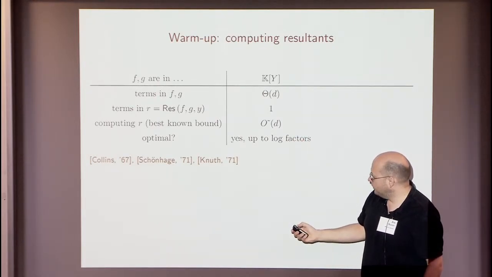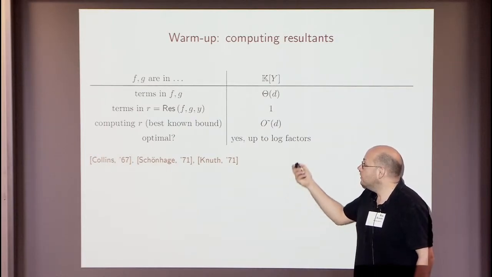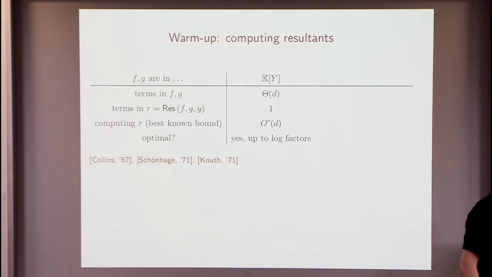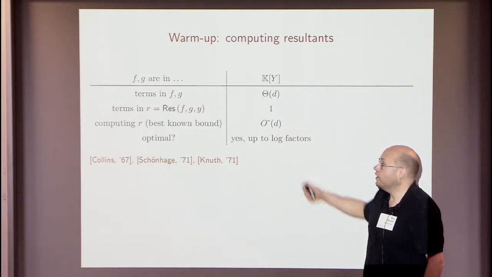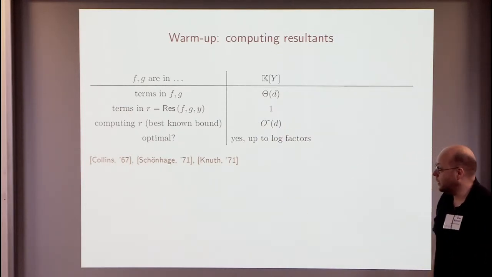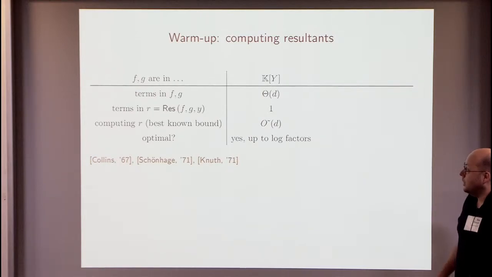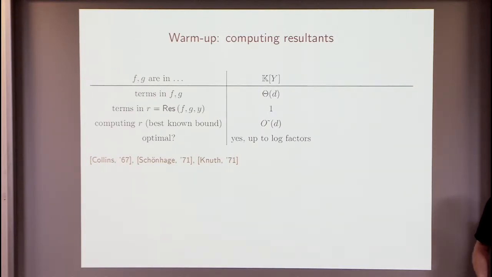So it was known in the 60s that you could compute a resultant from a suitable twisted polynomial remainder sequence. It was known essentially since Schönhage and Knuth that you can do it in that amount of time by a divide and conquer process. And so that's up to the logs, that's the best you can hope for. The input has d coefficients, you take quasi-linear time in d, fine.